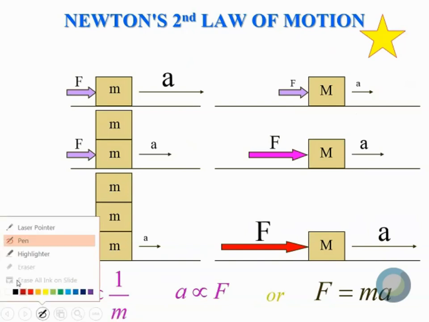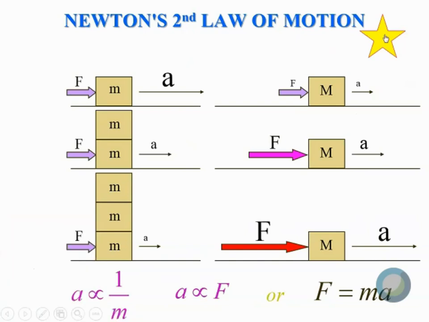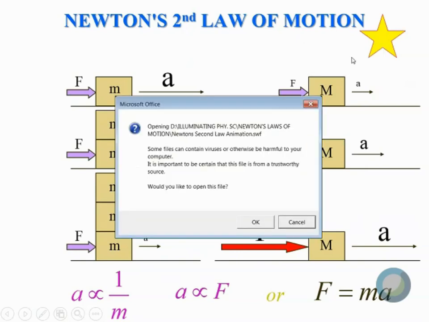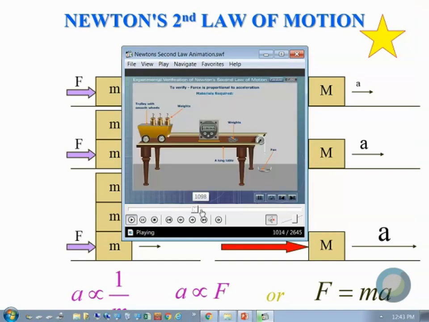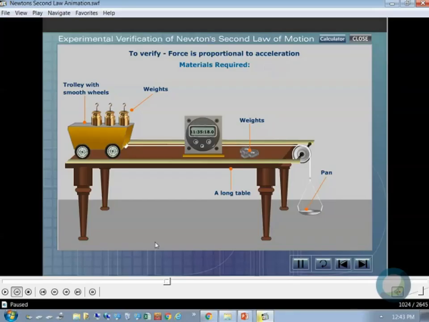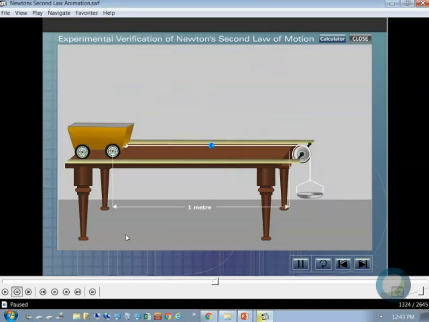I would also like to have one experiment to verify Newton's second law. Please check this one. We have several things here: a trolley, smooth with wheels, and weights, a timer, a twine or a thread, and also a pan and some mass. These are the things we would like to start the experiment with.